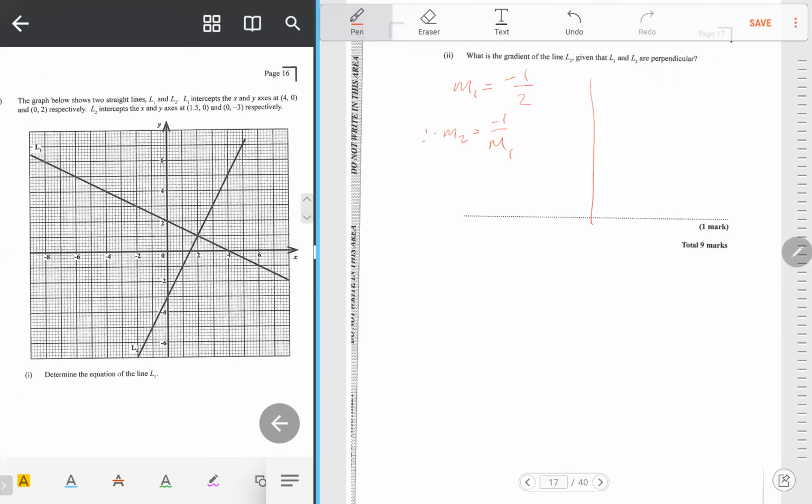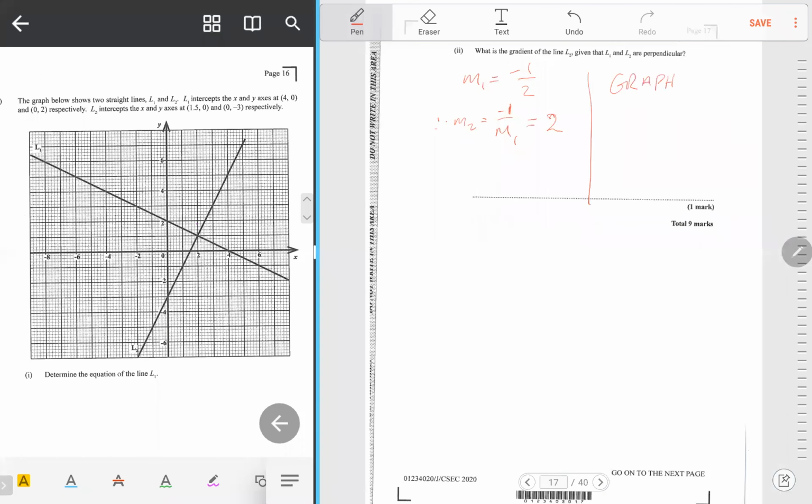What's the quick way to do this calculation? Flip and change sign. Very good. Flip it and change the sign. So if you flip the negative half, it becomes 2. Change the sign to 2. So the gradient is 2. Or we could go on the graph and look at it and make sure it's 2 for real, right?